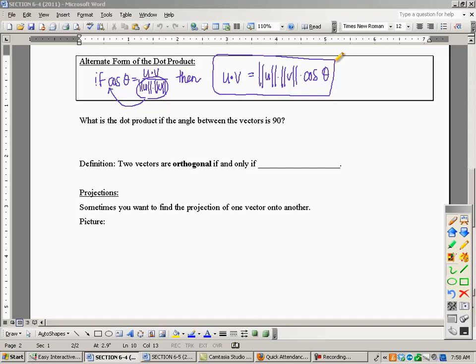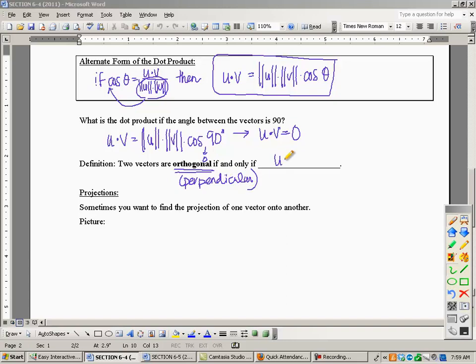So the next example says, what is the dot product if the angle between the vectors is 90 degrees? Well, let's take a look. I don't know what u and v are, so I don't know their magnitudes, but I do know the angle is 90 degrees, and the cosine of 90 is just 0. So what do you get? Well, then the dot product of u and v is just going to be 0. This is an actual definition, and this is called orthogonal. Orthogonal is just another word for saying perpendicular. So these two vectors are perpendicular if and only if their dot product is 0.